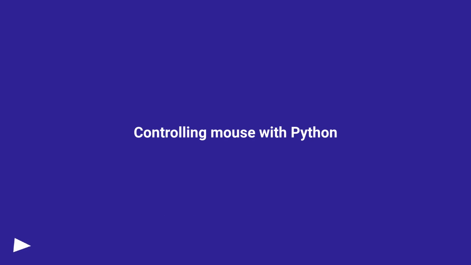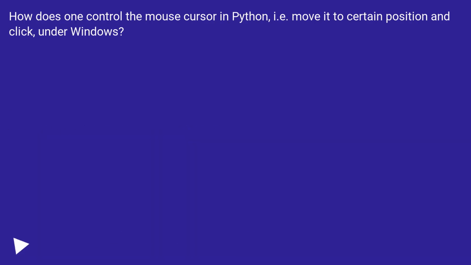Controlling mouse with Python. How does one control the mouse cursor in Python, i.e. move it to certain position and click, under Windows?